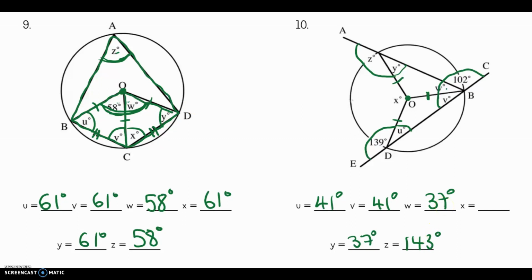And then we can work out X by saying if V is 41 and W is 37, and that adds up to 78. Double it to get the one in the middle, X. So the one in the middle, X, is 156.